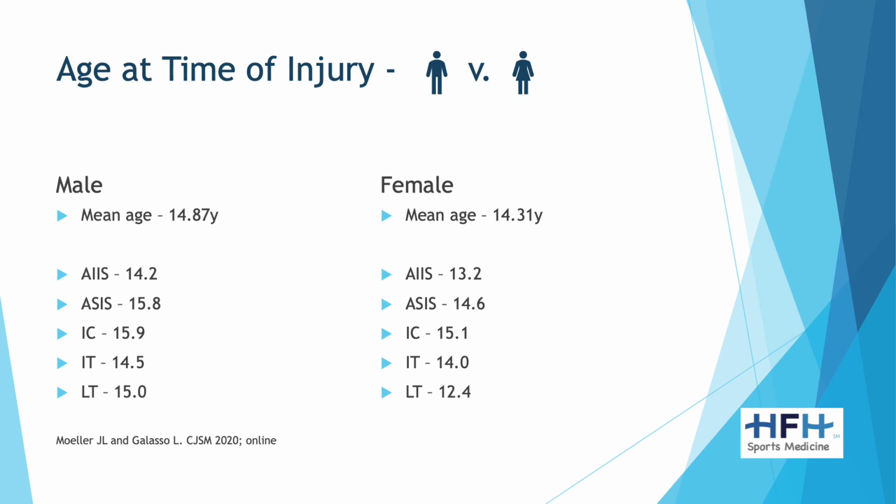When we analyzed age at the time of injury, the mean age at diagnosis for all members of the cohort was 14.7 years, with a range of 9 years of age to nearly 20 years of age. The mean age at diagnosis for males was 14.87 compared to 14.31 for females, and this difference was statistically significant. Females were consistently younger than males at time of injury at all sites. When comparing age at time of injury between the genders at individual sites, all areas demonstrated a p-value of less than 0.1, but only the age differences at the ASIS and lesser trochanter showed statistical significance.